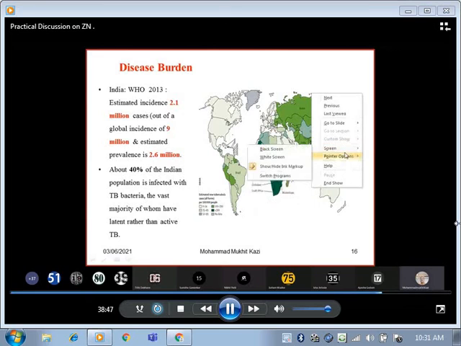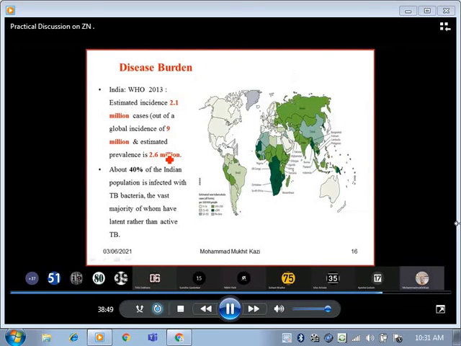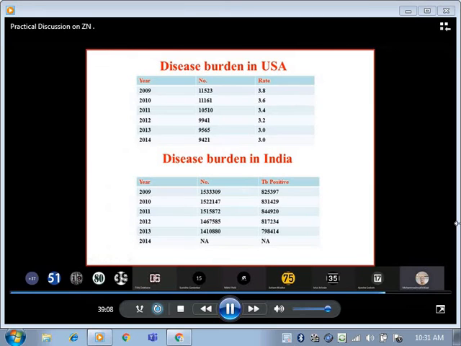This is the disease burden in the entire world. You can see here, India, we are the hub for tuberculosis. Almost incidence is 2.1 million cases, which is quite high. Prevalence is almost 2.6 million. 40% of the Indian population are infected with tuberculosis. Very bad, right? So it's a too dangerous situation in our country. Even we are suffering right now with COVID also.